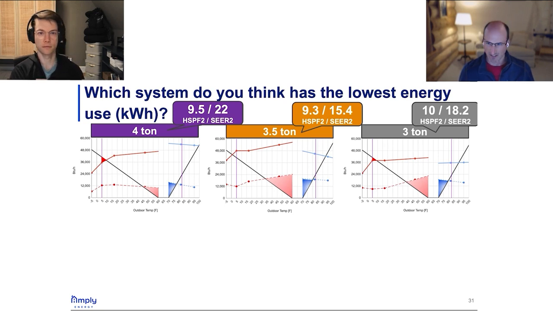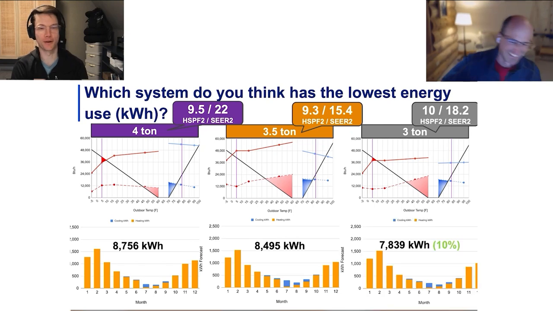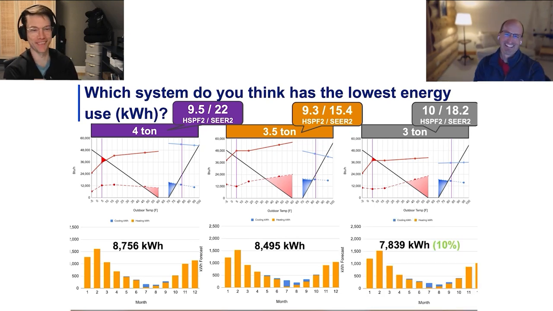Okay. Interesting guess. You guys can tell this is our third attempt at this, we never made it to this slide before. I'm wrong. So the 3-ton, at least according to the modeling, will use about 10% less kilowatt hours per year than the 4-ton. I was way wrong.